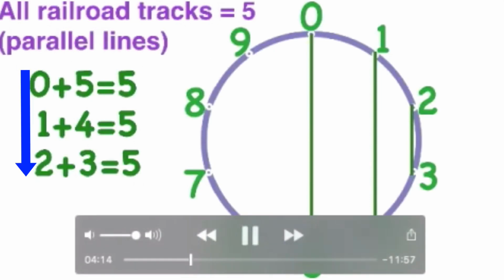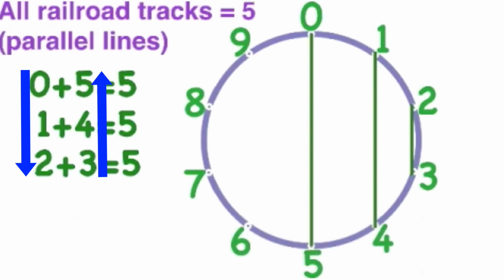Are there any other numbers that add up to 5? Or is this all of them? Did you notice anything about the lines from 0 to 1 to 2 to 3 to 4 to 5? You can stop this video at any time and talk about patterns that you see.